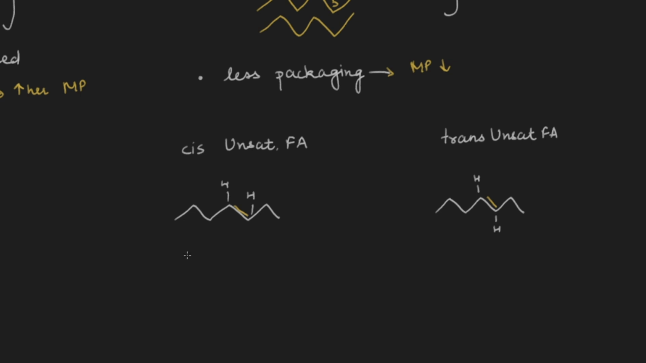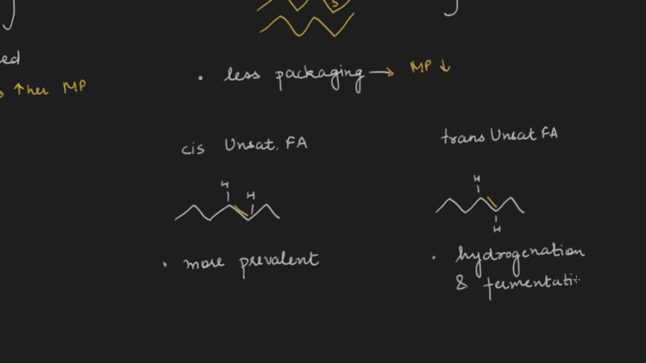Cis unsaturated fatty acids are present in nature, so they are more prevalent, whereas the trans unsaturated fatty acids are formed as a result of fermentation and hydrogenation. And these trans unsaturated fatty acids are unhealthy and are known to cause an increase in LDL. They increase LDL in the blood. And this LDL is low density lipoprotein, which is unhealthy.